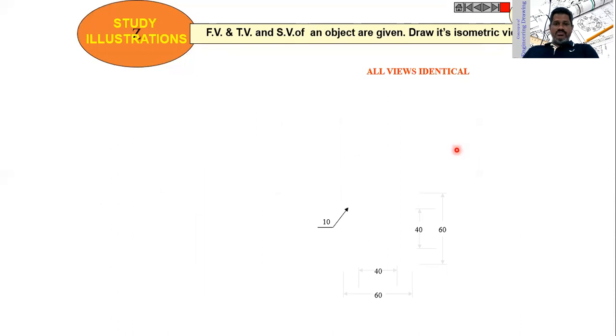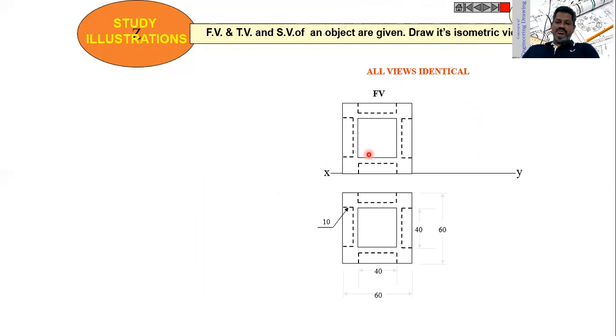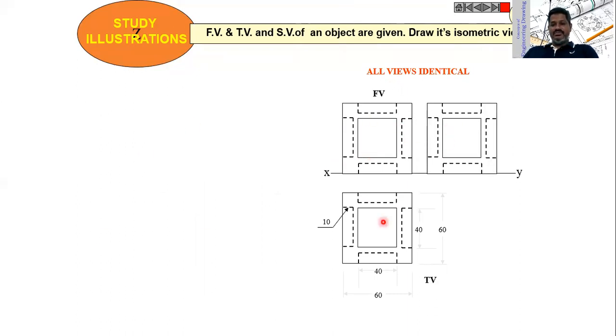Now let me take one more problem here. Front view, top view and side view of an object are given and draw the isometric view. As you can see here, even in this case also the front view, side view and top view are the same. For this figure we need to draw the isometric view.